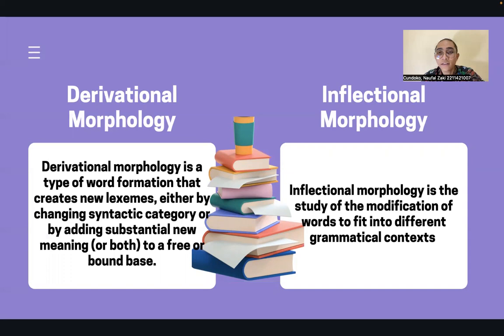And the next one is inflectional morphology, which means the study of the modification of words to fit into different grammatical contexts. Examples of it: boy becomes boys, cook becomes cooked, slow becomes slower, and so on.